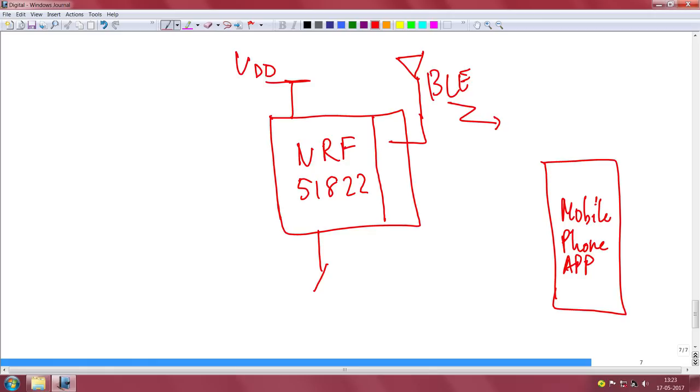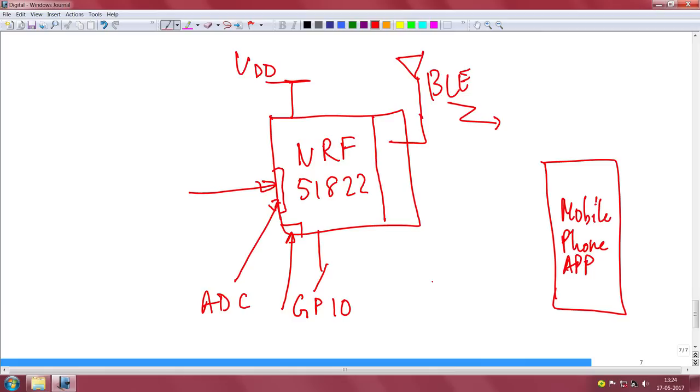The good thing is, this NRF is capturing data from the Hall sensor through some of its interfaces. If it is an analog interface, it will be through an analog to digital converter interface. If it is, let us say, a binary status, it will be through a general purpose input output, GPIO. Or if it is through any of the digital bus interfaces, it can be through what are known as SPI or I2C interfaces. These are digital buses. This is an ADC, analog interface. This could be a simple binary status of 1 or 0, which could be coming through a GPIO.